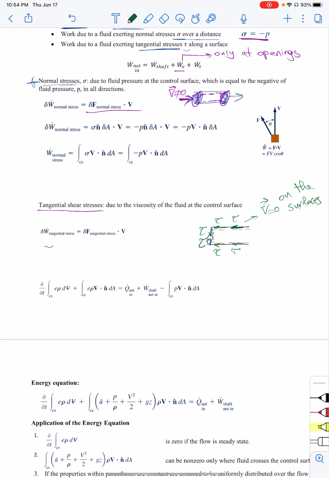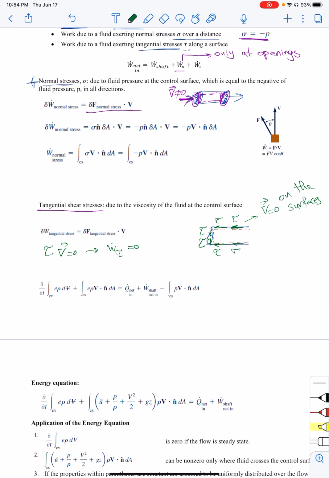And so tau dot v is going to be zero because we don't have any velocity, right? And then it means that we don't have any work due to the shear stress, right?